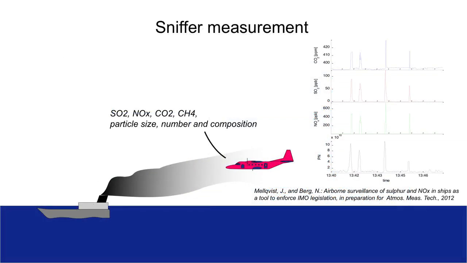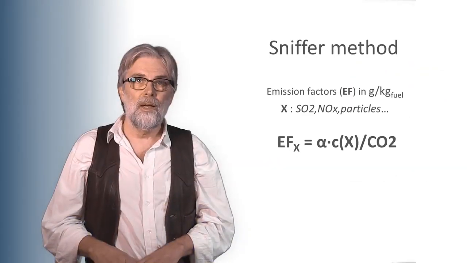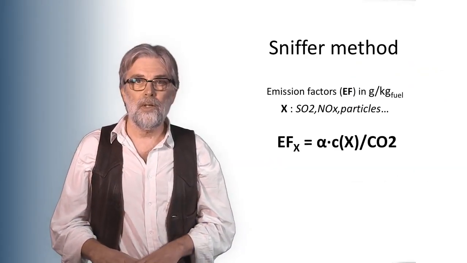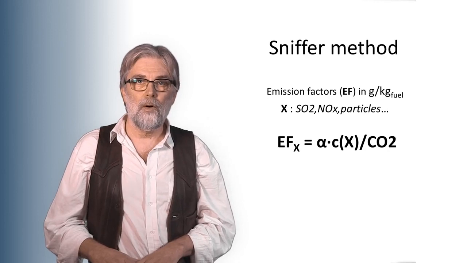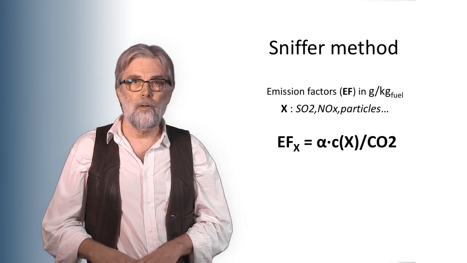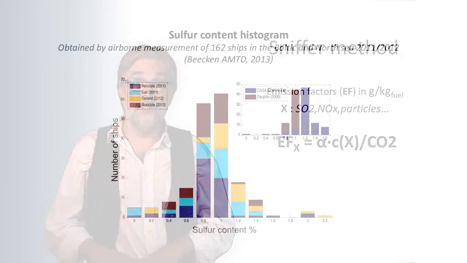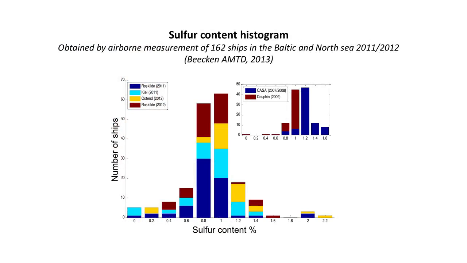One method by which the sulfur content of the fuel used by a ship can be determined is the Sniffer method. In this method, an airplane is flying through the exhaust plume from a ship while it is simultaneously measuring carbon dioxide and sulfur dioxide. As carbon dioxide represents the carbon content of the fuel, while sulfur dioxide represents the sulfur content, the ratio between carbon dioxide and sulfur dioxide multiplied with a conversion factor yields the sulfur content of the fuel. Thus, statistics of the compliance with the sulfur fuel regulations can be obtained. It is also possible to track individual ships for further legal actions.